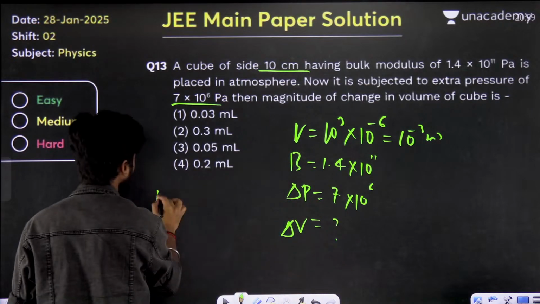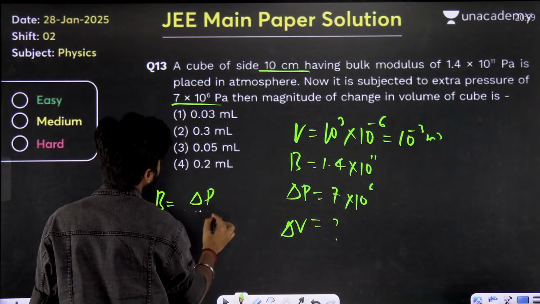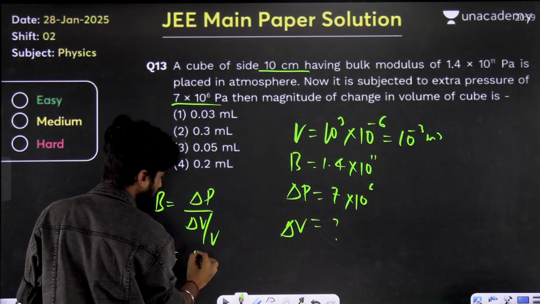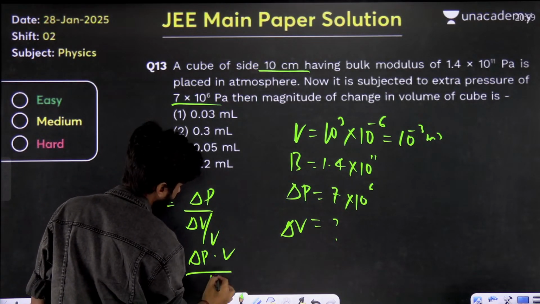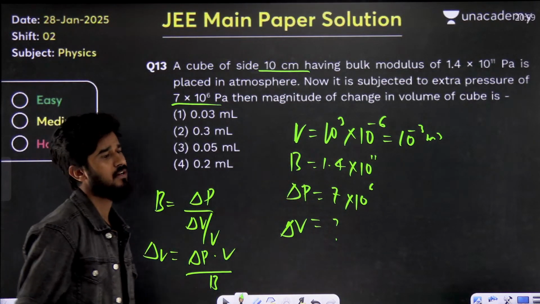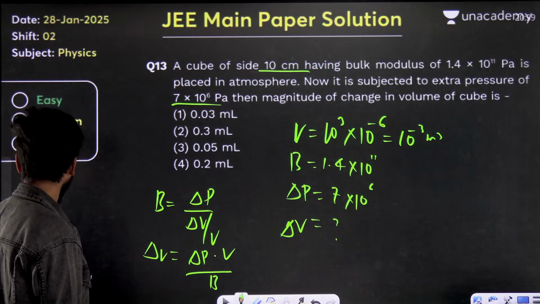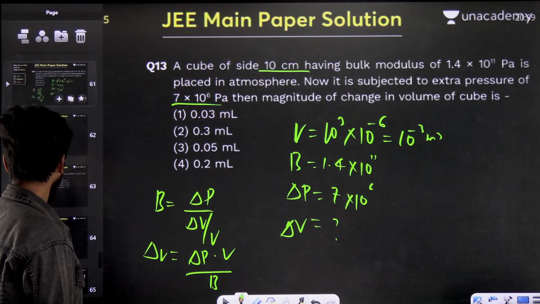We know the formula B is equal to delta P upon delta V upon V. So delta V is equal to delta P into V divided by B. We have all the data, just substitute and find the answer. Just substitution is the key. Okay. Next question.